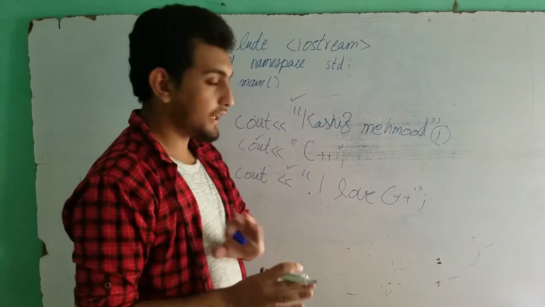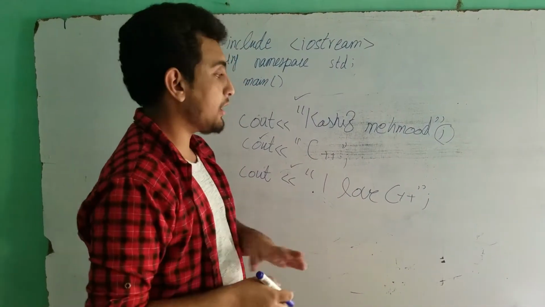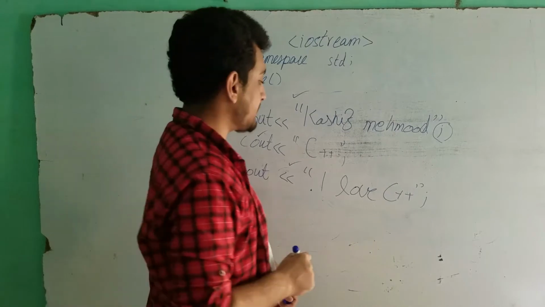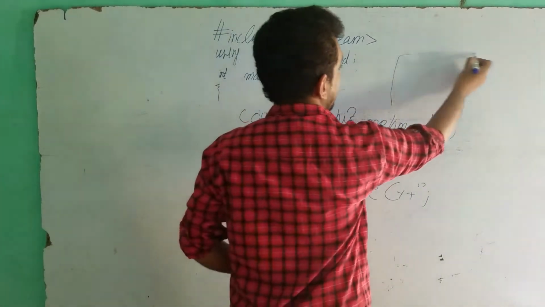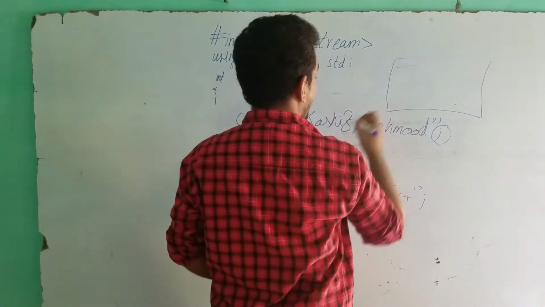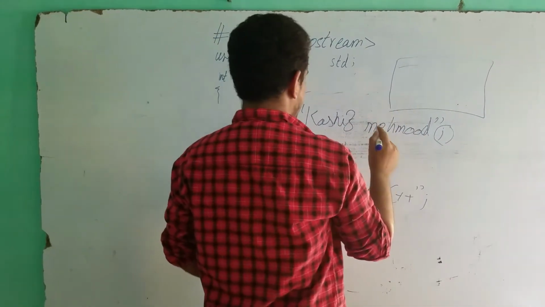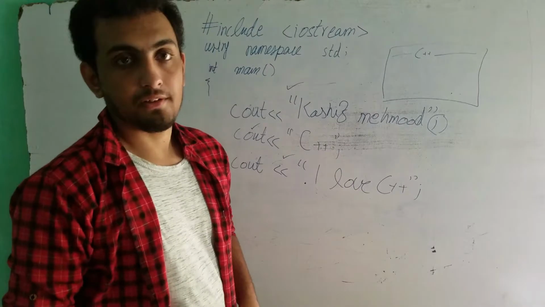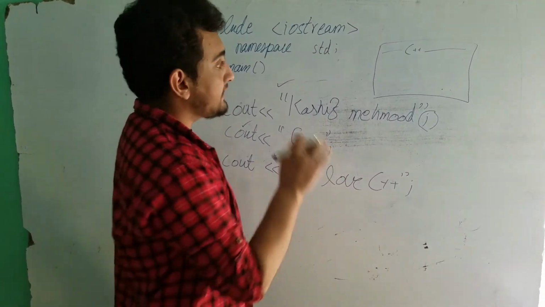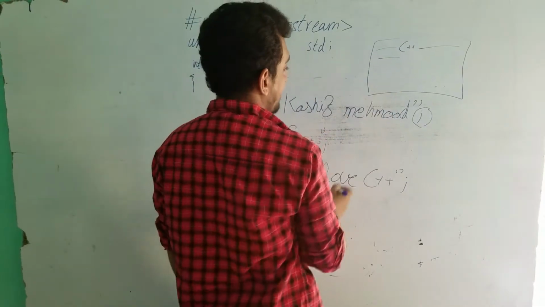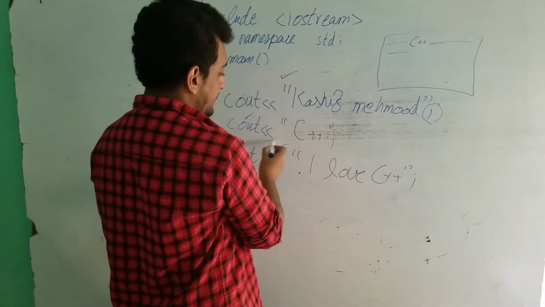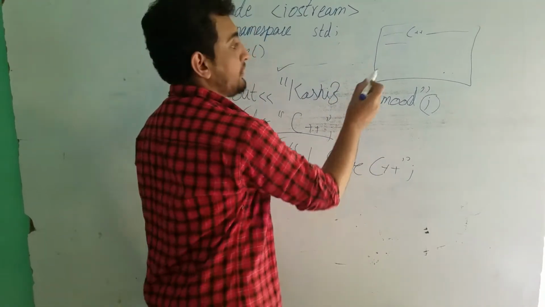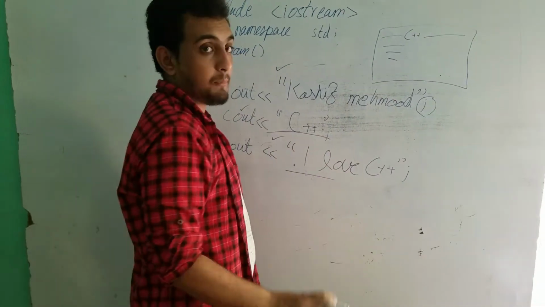So till now you may have compiled the program and output these 3 lines on your console screen. You may have noticed that the output would be like this: first of all, Kashif Mahmood, then without a space, C++, then without a space, I love C++, which means that it didn't come on the next line. You may have thought that as you have written these lines one after another, they would be displayed on the next line, but it didn't.